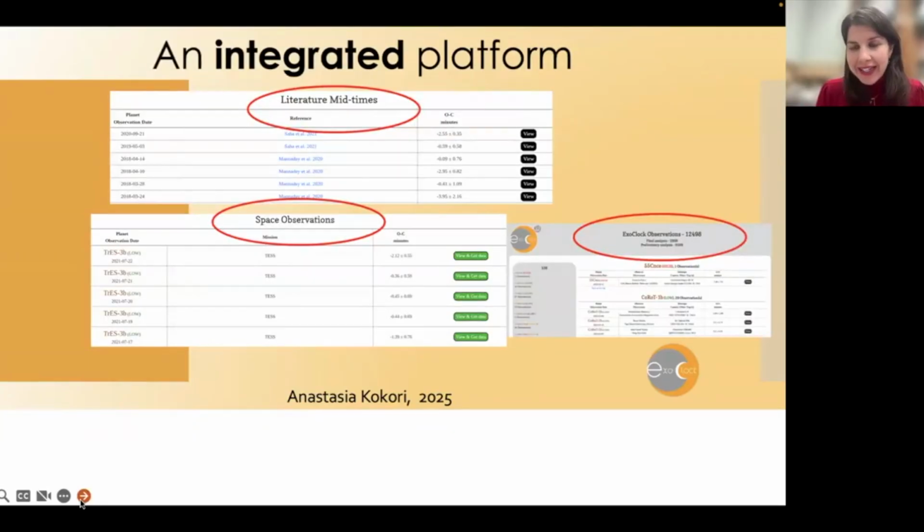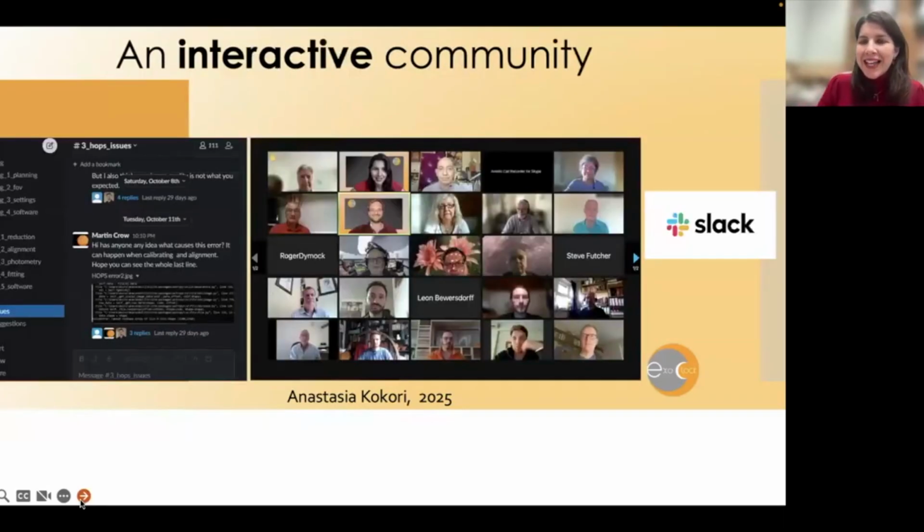ExoClock is also integrated. In an effort to avoid wasting resources, we integrate data from different facilities and resources, like from literature, from space telescopes, but also from ground, smaller, medium-sized telescopes coming from amateurs or professionals. In ExoClock, we are a really big community. It's an interactive community where we have monthly meetings, annual meetings where we all meet together, newsletters, and a lot of tools to facilitate the engaging experience.